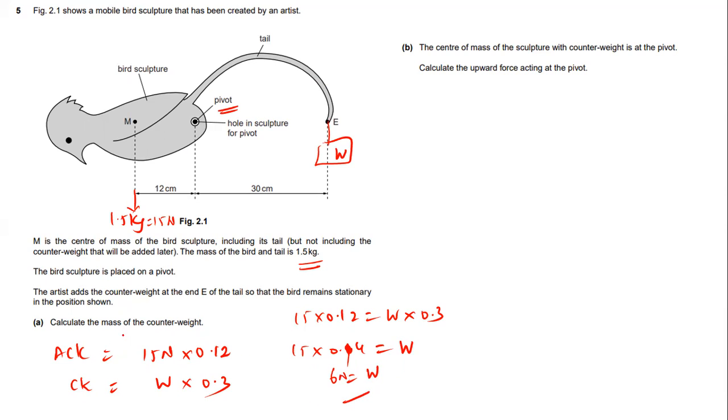Now you need to find the mass here. Remember, he is asking you the mass. So the mass here should be 0.6 kg, or 600 grams.